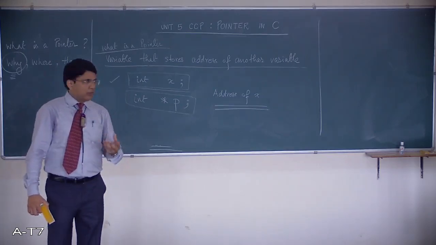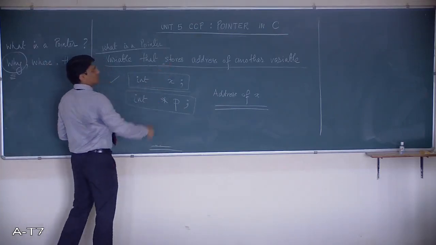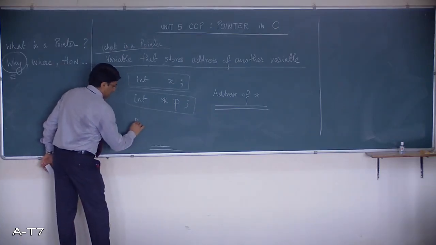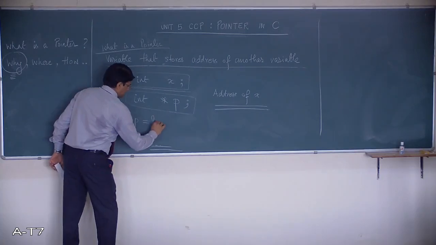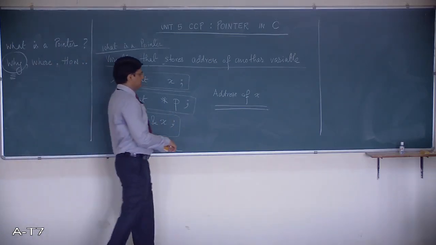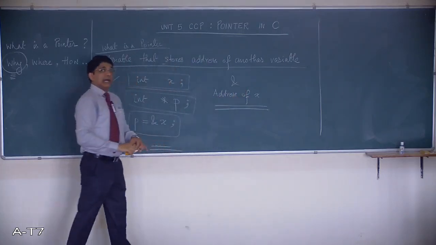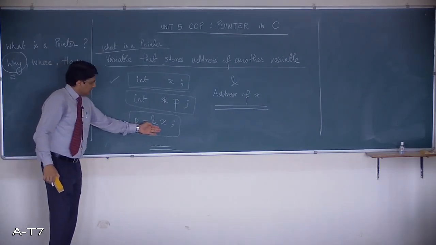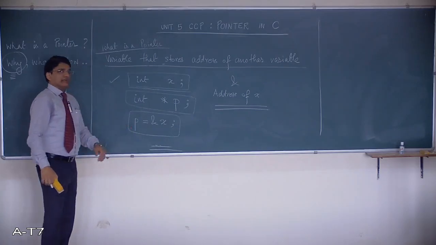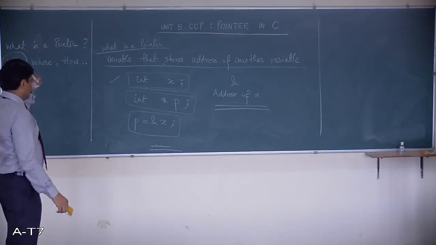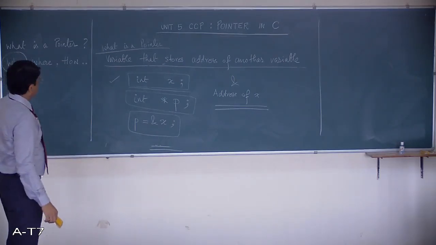And what does a pointer variable do? A pointer variable stores the address of another variable. We have to do that physically. When we say p is assigned address of x, we know that this operator, the ampersand operator, is the address of operator in C language. The address of the variable x we are storing inside p. That's how p gets initialized.